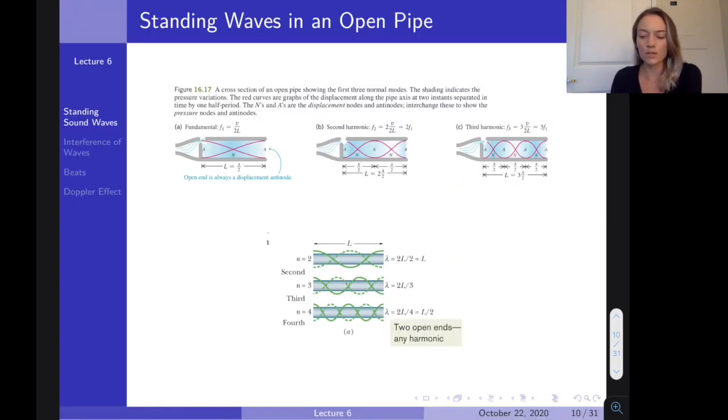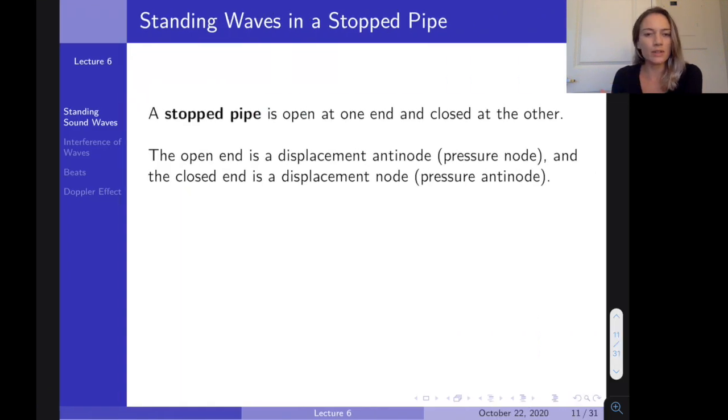Okay, so now we can also have, obviously, a closed pipe, right? We could close one end of it. That's typically called a stopped pipe. Sometimes you'll also see it called a closed pipe. That means it's open at one end so that air can get in, and closed at the other end. The open end is still a displacement antinode, which means it's a pressure node. And the closed end is a displacement node and a pressure antinode.